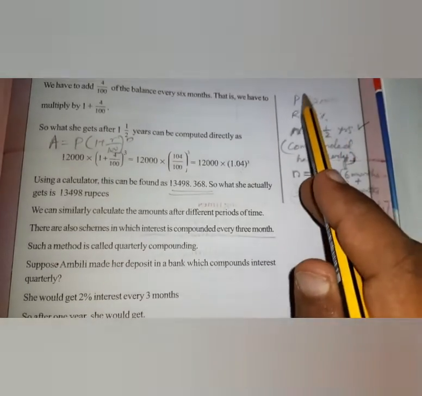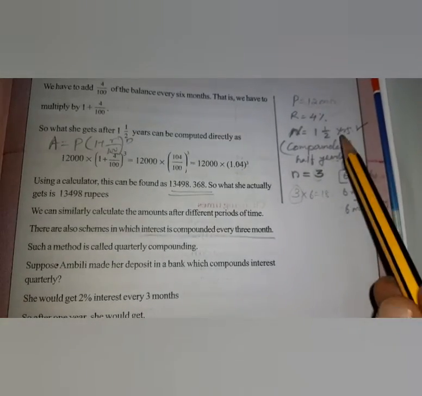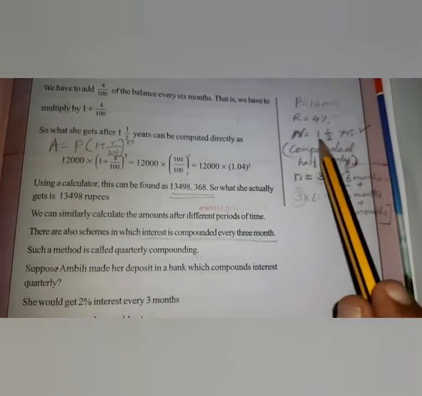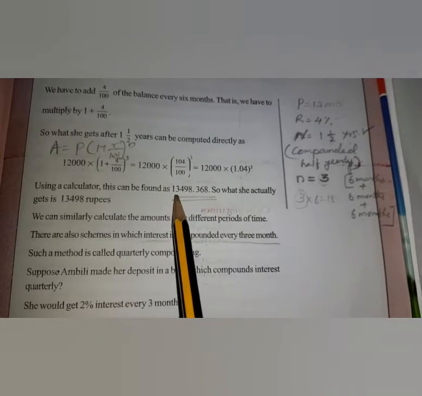So 12,000 is the principal amount you deposited. The rate of interest is 4%. It is compounded half yearly. It is calculated for 1.5 years. So n should be 3 times. So directly you can apply it to the equation. So 12,000 into 1 plus 4 by 100 raised to 3. So take the LCM, 100 plus 4, 104 by 100. And 104 by 100 is 1.04. And using a plus b whole cube, you have to solve it. That you already know. Then we are getting the final answer as 13,498 rupees.